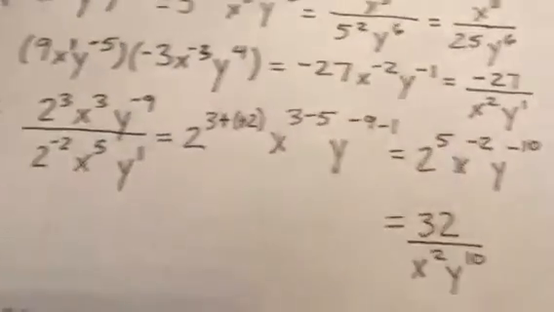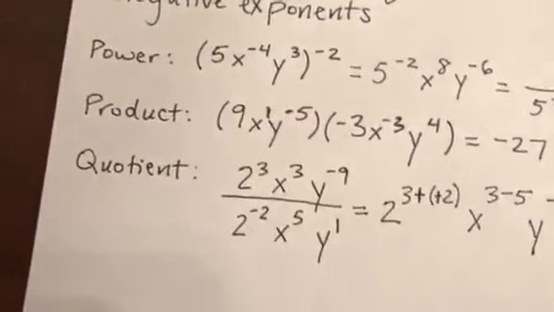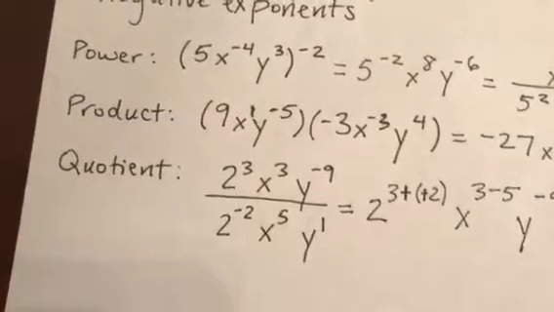Okay, so now that we've looked at the power, product, and quotient rules individually, let's look at what happens when we put them all together.